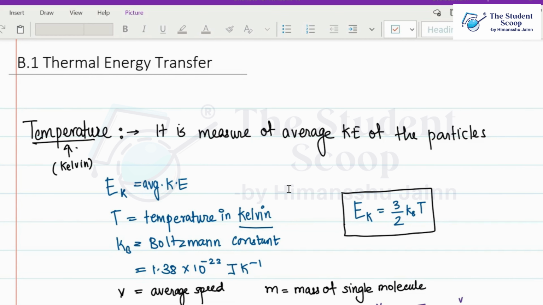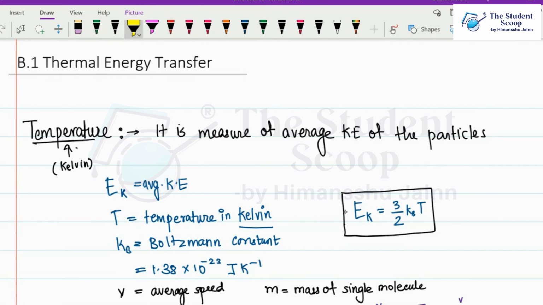Okay. So in the first part, temperature is measured as average kinetic energy. Temperature is a very simple thing to understand. Individual particles have different kinds of energies, and when we average it out, that average kinetic energy is related to the temperature. The relationship is given by this equation: average kinetic energy is equal to 3/2 kBT, where kB is the Boltzmann constant, which is given in the data booklet. Its value is 1.38 × 10^-23. This temperature always has to be in Kelvin.